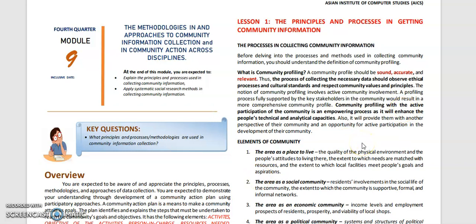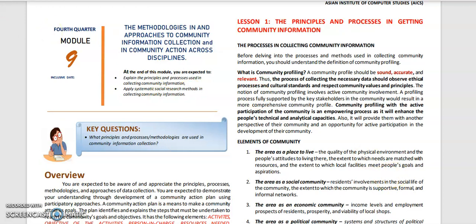Community profiling with the active participation of the community is an empowering process as it will enhance the people's technical and analytical capacities. Also, it will provide them with another perspective of their community and an opportunity for active participation in the development of their community.